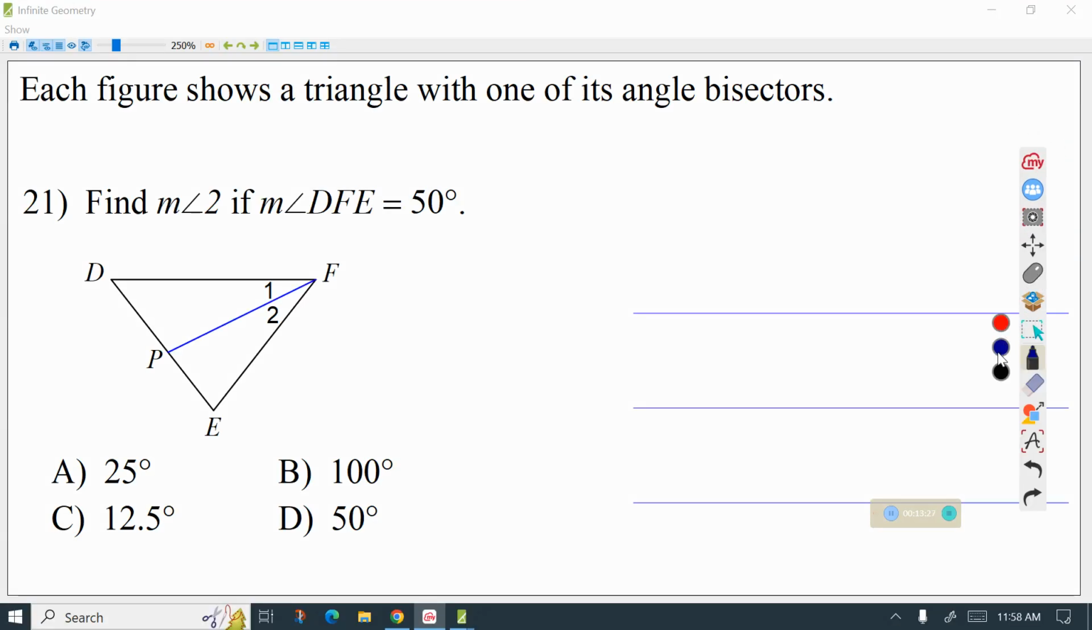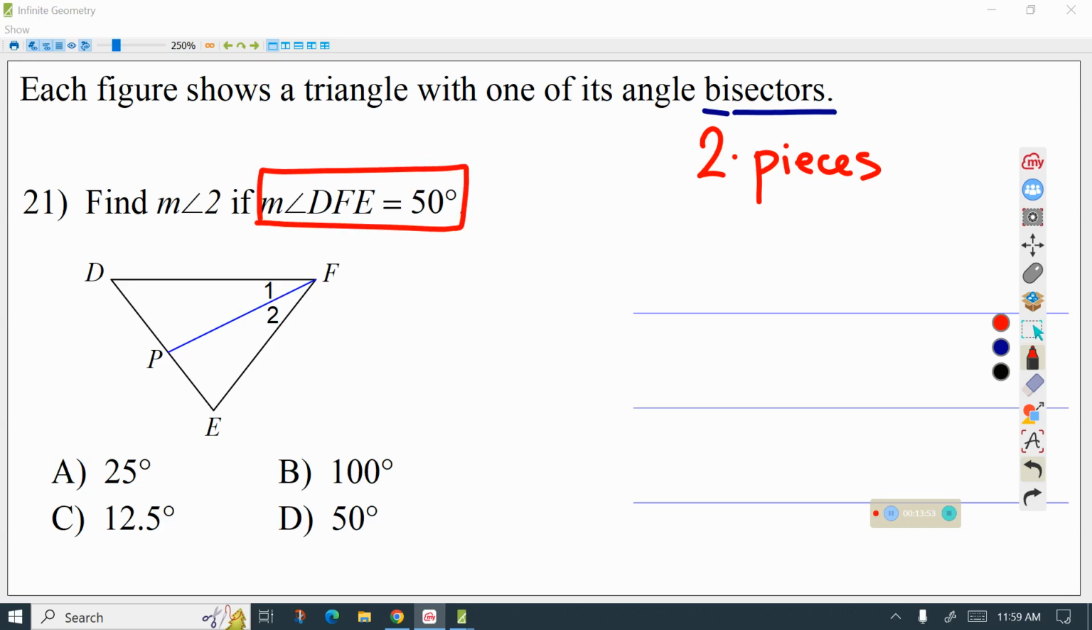So in this one, we have this idea of a bisector. We wanted to make sure that you understood angle bisectors. The word bi means two, and sector means pieces, or regions. So what this means is to cut it in two equal pieces. What we see right now is that this whole angle, DFE, is 50 degrees.